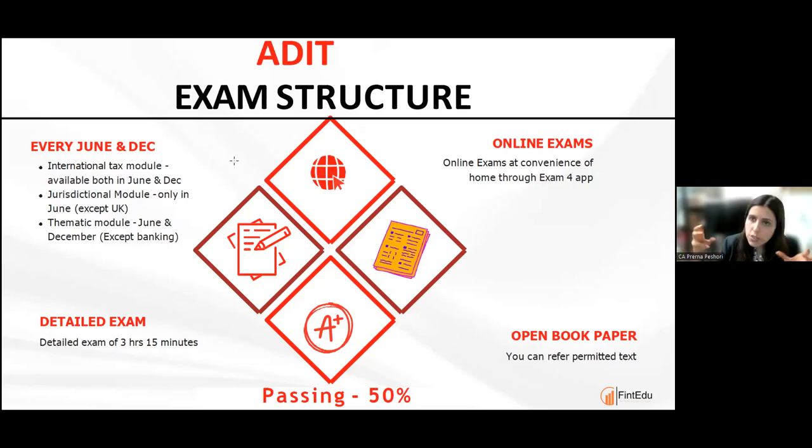So once you register for ADIT, the registration is valid for a period of 5 years. And within that 5-year window, you can give the exams at any point in time in June or December at the scheduled dates, any exam you want. Also, this is a home exam. You don't need to go to any centers to write the papers. You have to sit from your home. They have the Exam4 app. Through that app, you just have to give the exams.